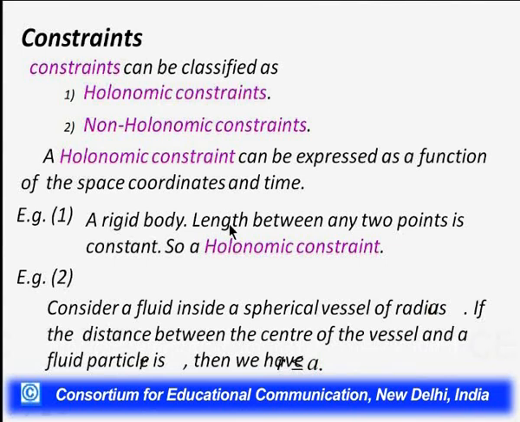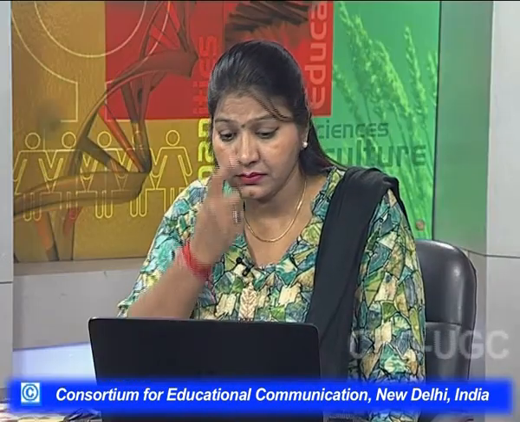It means here the length is constant, while here it is varying; it may be less than or greater than the value of a, where a is the distance between the center of the vessel and a fluid particle. That's why this is known as a non-holonomic constraint.